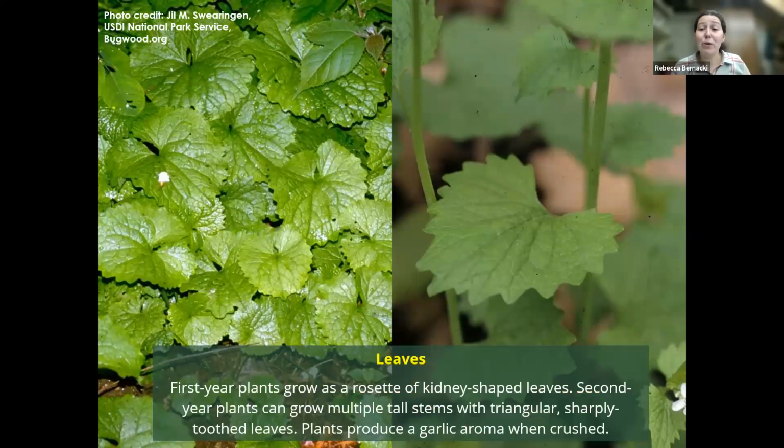The leaves on this plant do differ between that first year and that second year of this biennial plant. So in the first year, the leaves are going to be this rosette of kidney-shaped leaves that you can see on the left-hand side. And in the second year, the plants can grow multiple tall stems, and they're going to have these triangular, sharply toothed leaves. If you're ever in doubt, you can crush up some garlic mustard leaves, and they're going to smell like very pungent garlic when you crush them up.